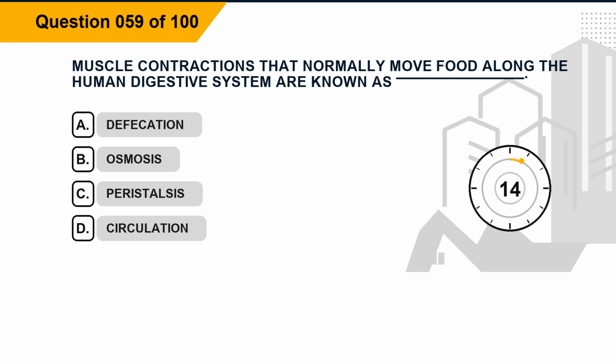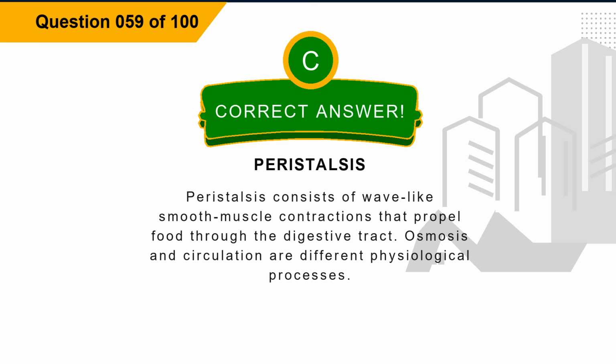Question 59. Muscle contractions that normally move food along the human digestive system are known as blank. Option A, defecation. Option B, osmosis. Option C, peristalsis. Option D, circulation. The correct answer is option C, peristalsis.